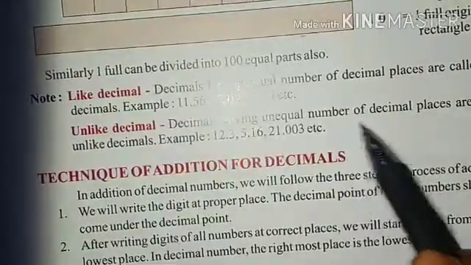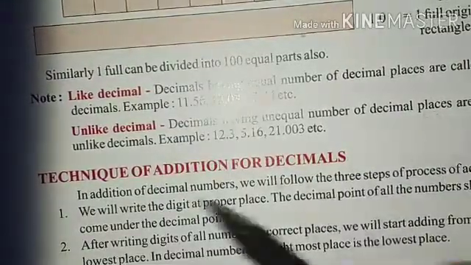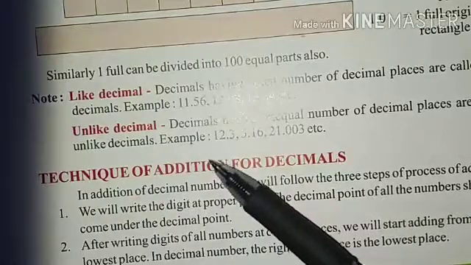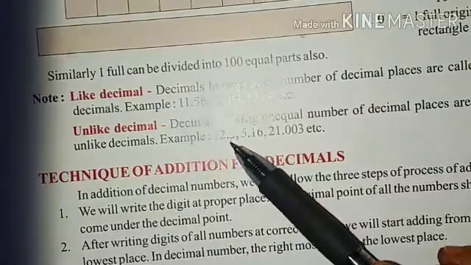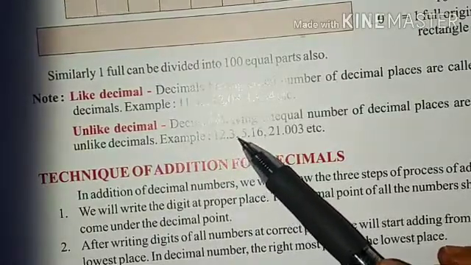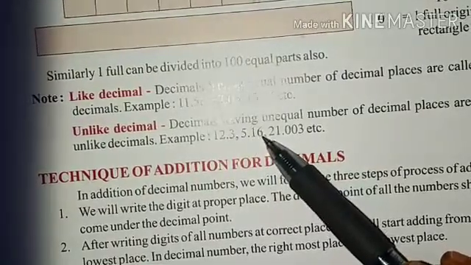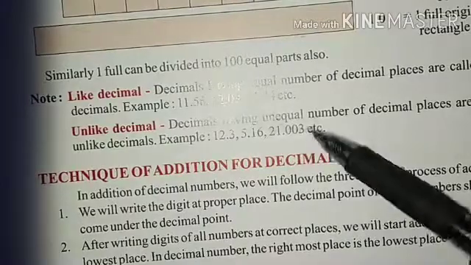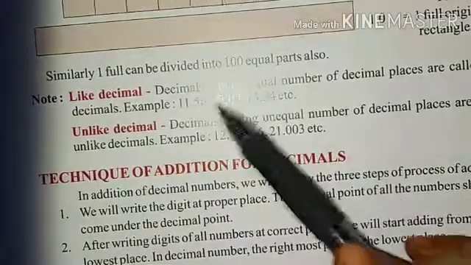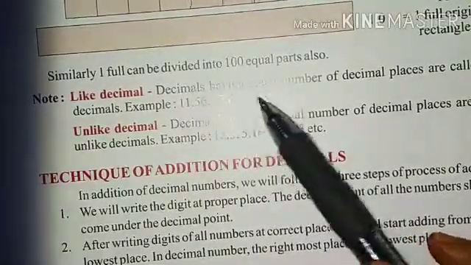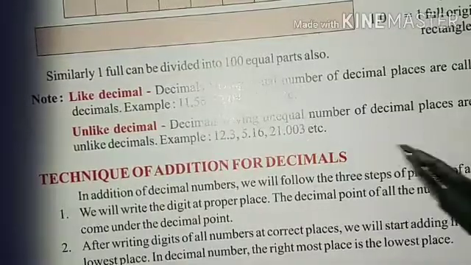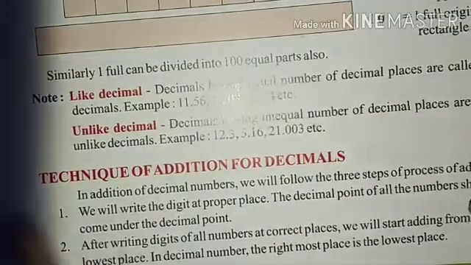Decimals having an unequal number of decimal places are called unlike decimals. Example: 12.3. Here you see after the decimal we have only 1 digit. Here, 5.16, after the decimal we have 2 digits. Here we have 3 digits. So these are unlike decimals. Here we have all 2 digits after the decimal, so this is called like decimals, and this is unlike decimals.